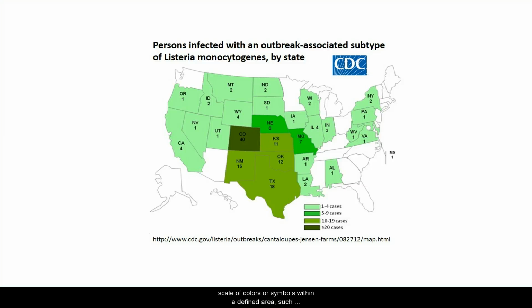A Choropleth map uses a scale of colors or symbols within a defined area, such as a state or county, to depict differences in the data being represented. In this Choropleth map, produced by the Centers for Disease Control and Prevention, cases from a foodborne outbreak of listeriosis associated with eating cantaloupes are represented by state.